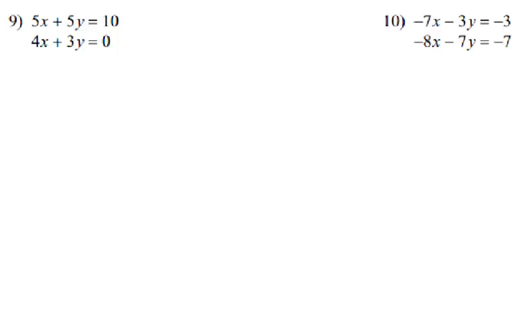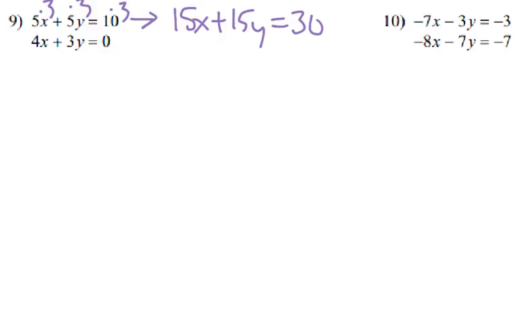Okay, number 9. So they're all lined up, but now here's a problem. 5 can't become 3, 3 can't become 5, 5 can't become 4, 4 can't become 5. However, these two can both become 15, so I'm going to times the top by 3 to get 15x plus 15y equals 30, and the bottom by 5 to get 20x plus 15y equals 0.